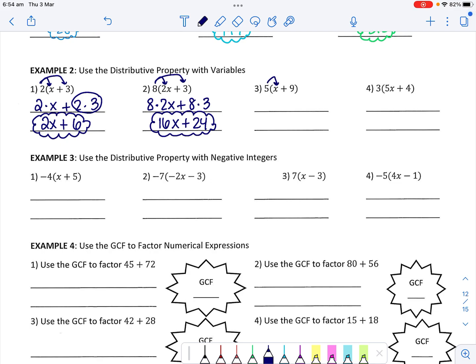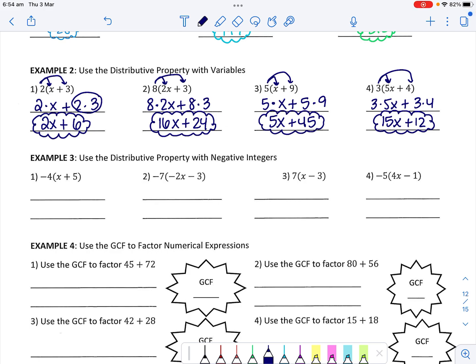This one I'm back to just a single x, so 5 times x plus 5 times 9, so 5x plus 45. And then down here at the end, this one is just like number 2, 3 times 5x plus 3 times 4 is going to be 15x plus 12. And again, these are algebraic expressions at the end because I cannot combine anything. 5x and 45 are not like terms. 15x and 12 are not like terms. One has an x and one doesn't.